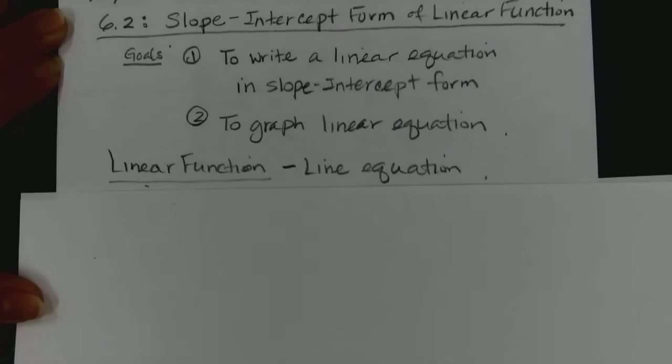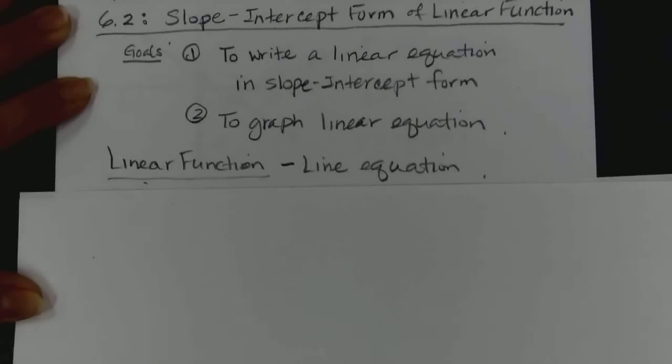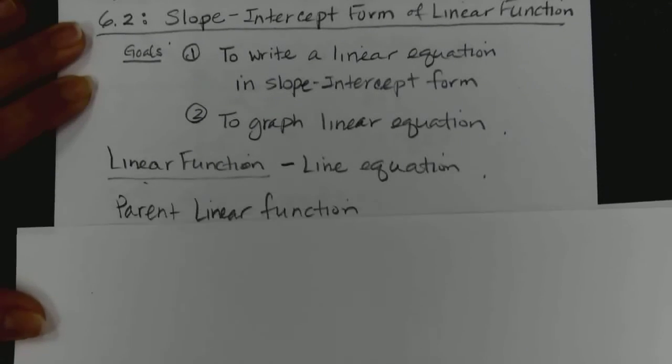A linear function is a line equation, and there are three forms of linear functions. There is slope-intercept form, which we're going to cover today, the second one is point-slope form, and the third one is standard form. You should be able to use all three forms with each other.